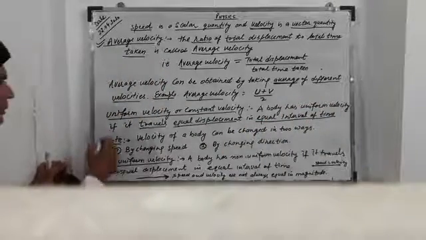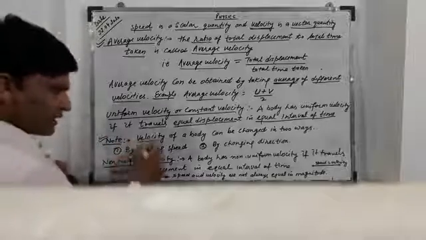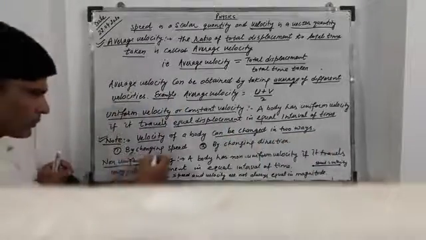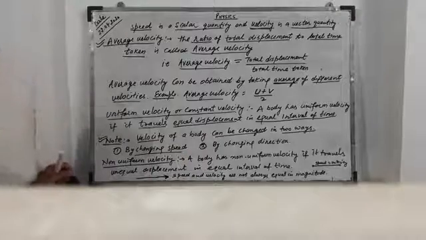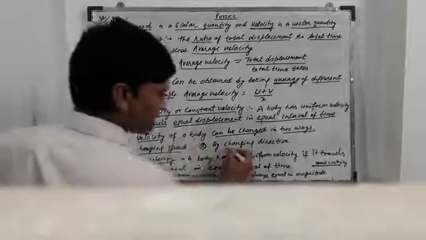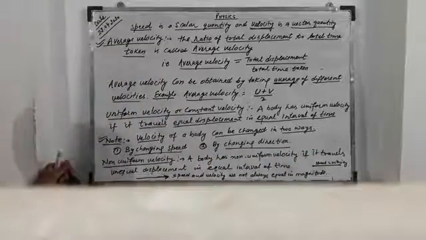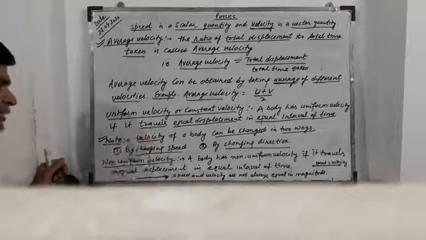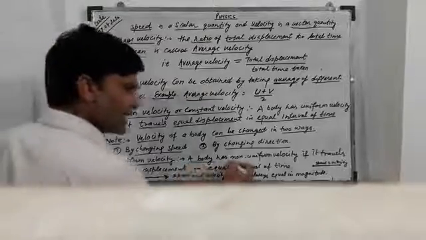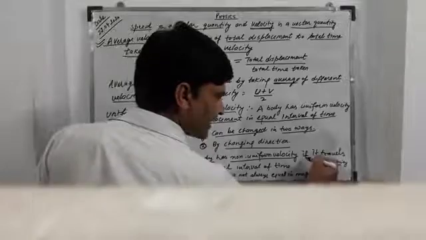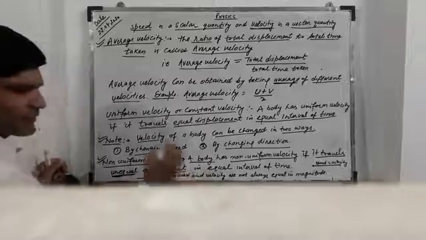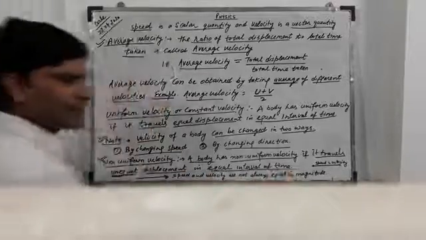Keep in mind that velocity can be changed in two ways. First, by changing speed. If the speed changes, then velocity also changes. Or by changing the direction of motion, velocity can change. Now, non-uniform velocity. If a body has non-uniform velocity, then it travels unequal displacement in equal intervals of time.